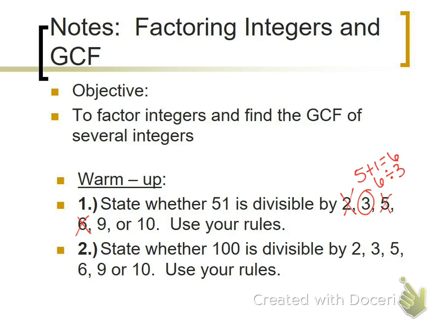What about 9? Why do you say that? Is it going to be divisible by 9? No. Why not? You're on the right track. Okay, good. The sum of the digits is not divisible by 9. So if we add 5 and 1, we get 6. 6 is not divisible by 9. What about 10? Nope. Why not? Doesn't end in a 0.